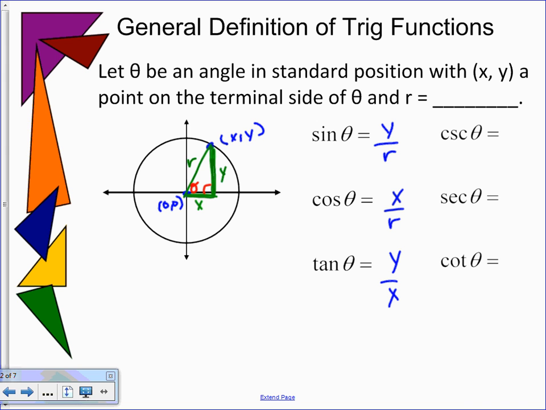To write out your reciprocal functions, you would just do what with those? Flip them, make the reciprocal. So it would be R over Y, R over X, and X over Y.